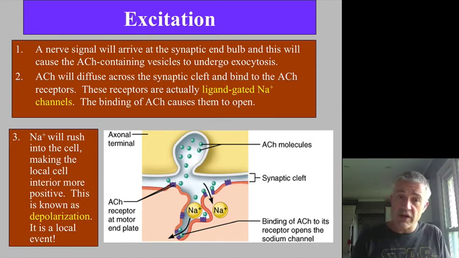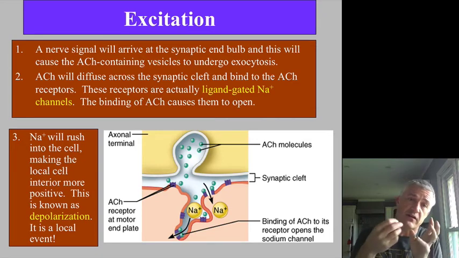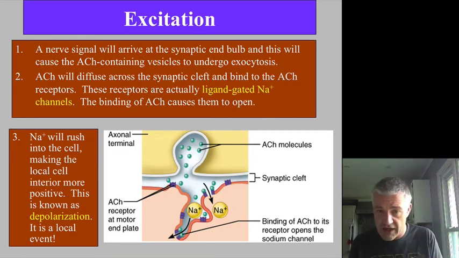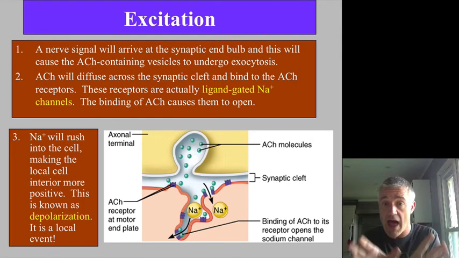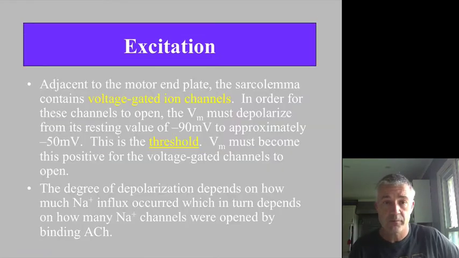Again, you're going to get a local change in that membrane. So it might have been at negative 80, let's say. It starts going to negative 70. It starts going to negative 60. So we're changing that membrane potential at this motor end plate.